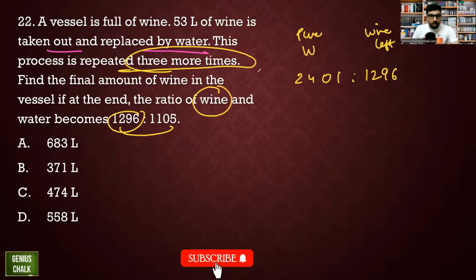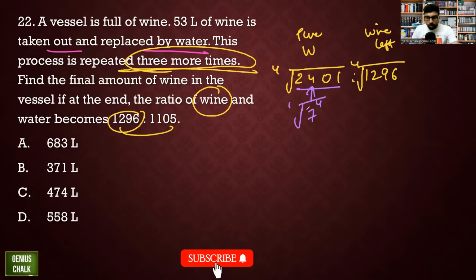So it is happening 3 more times. That means I need to take the fourth root of this. To take the fourth root, I know this is 49 squared. So 49 is 7 squared, so I can write this as 7 to the power 4. Taking the fourth root, this is coming as 7. And 1296 is basically 6 to the power 4, so the fourth root is 6.